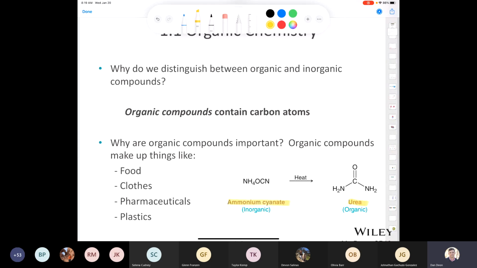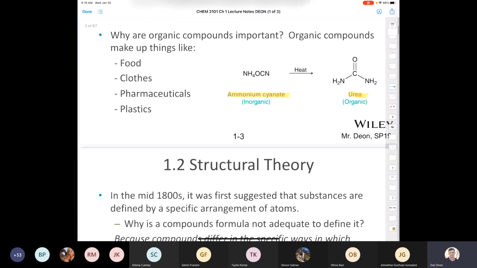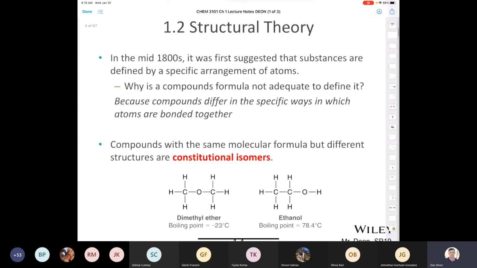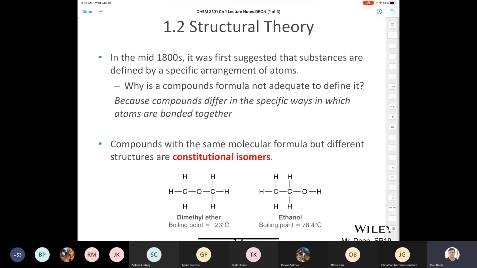I mean, this is the kind of thing that we could just sit here and talk about all day. I'm sure if I was to ask everybody to give me an example of a place you would find an organic compound, DNA and RNA and proteins and enzymes and all that stuff would totally fit the bill. Those are all organic compounds. Well, in the mid-1800s, so about 150 years ago, maybe a little bit more, it was first suggested that substances are defined by a specific arrangement of atoms.